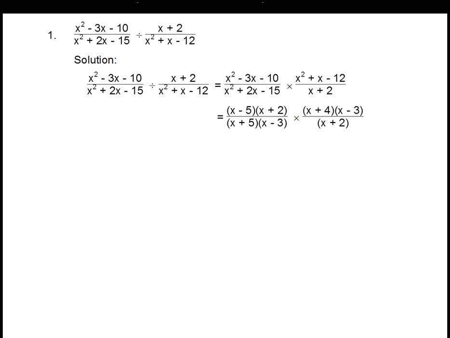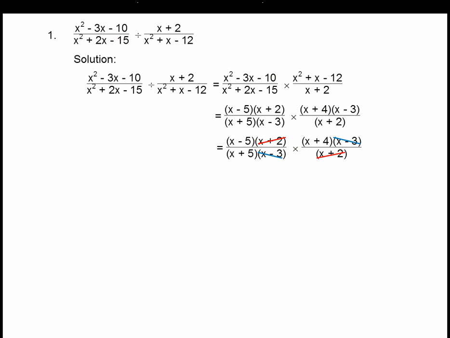Now we want to start canceling. The x plus 2's can cancel. The x minus 3's can cancel. And I believe that's about it. So there's our canceling. In the numerator, we're left with (x minus 5)(x plus 4). Our denominator is just x plus 5.